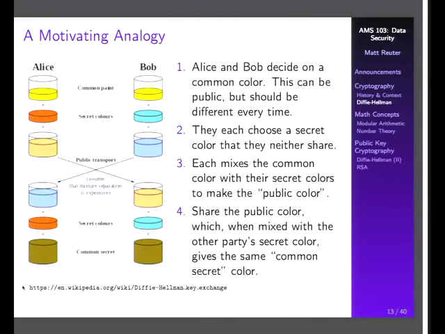I think the best way to see Diffie-Hellman exchange is with this motivating analogy that I originally got from Wikipedia, but it's really surprisingly accurate. Let's think of, instead of exchanging numbers and digital information, we're going to exchange paint colors.